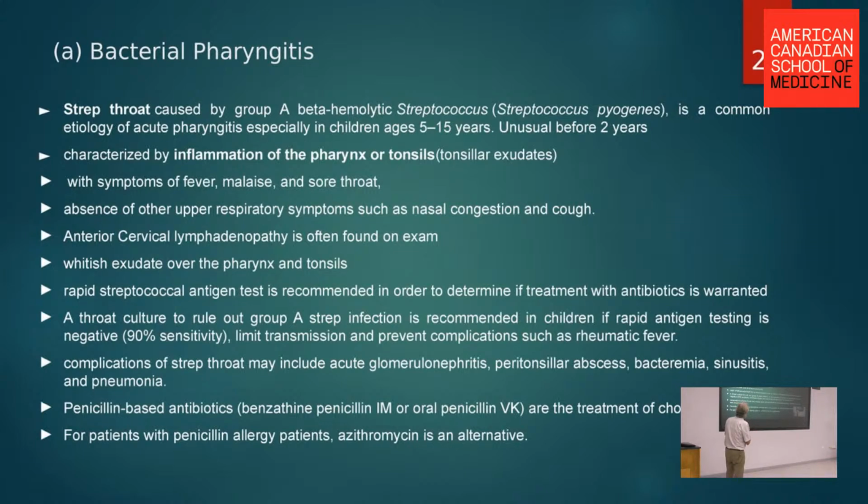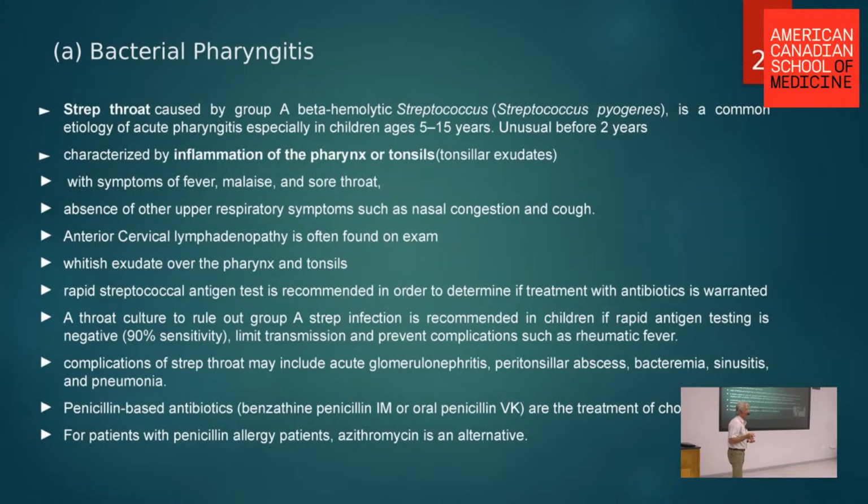But most commonly, bacterial pharyngitis is caused by streptococcus: inflammation of the pharynx, tonsils, fever, malaise, sore throat, absence of URIs. If a child has a pretty bad cough, that kind of actually goes against the strep throat. Child has a runny nose, that goes against the strep throat. So in the absence of rhinorrhea and cough, much more likely to be a streptococcal pharyngitis. Anterior cervical lymphadenopathy is often found on exam.